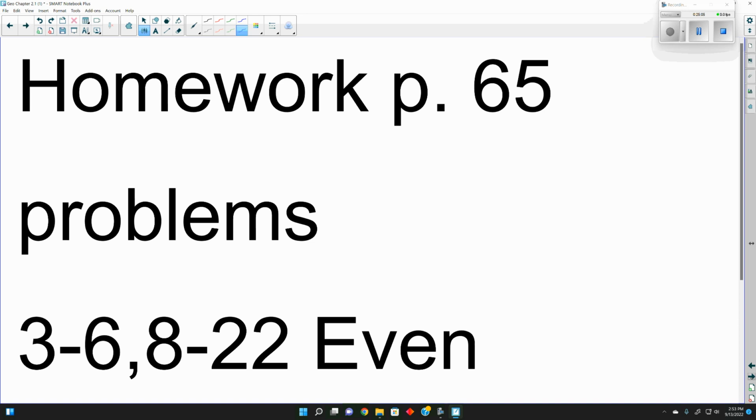It's 3 through 6 all, 8 through 22 even. Otherwise you could do it virtually. Pull up the digital textbook and do it that way. Now write on your board real fast.